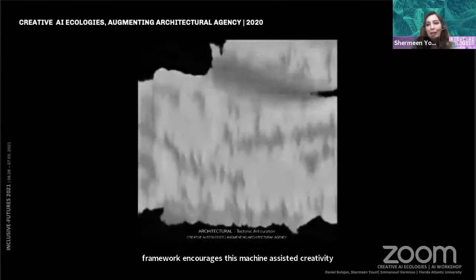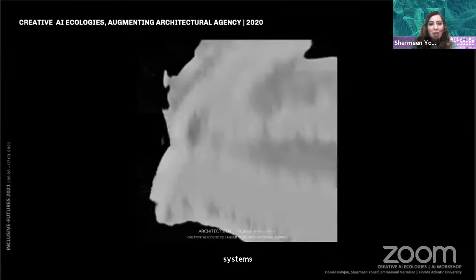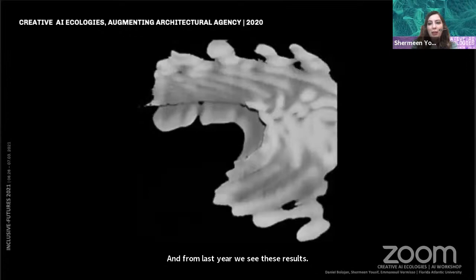From last year, we see these results. We wanted to use multiple AI models to tackle multiple architecture and urban systems in terms of tasks and phases in the design process. Structural logic, formal articulation, enclosure responsiveness, and et cetera.